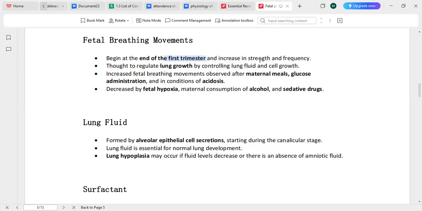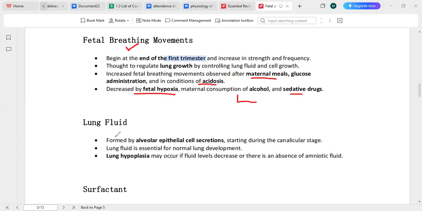Now, breathing movements increase in strength and frequency. They are thought to regulate lung growth by controlling lung fluid and cell growth. Increased fetal breathing movements are observed after maternal meals, glucose administration, and conditions of acidosis. They are decreased by fetal hypoxia, maternal consumption of alcohol, and sedative drugs. Okay, so fetal breathing movements are there, but they are breathing movements, not actual breathing like an adult.